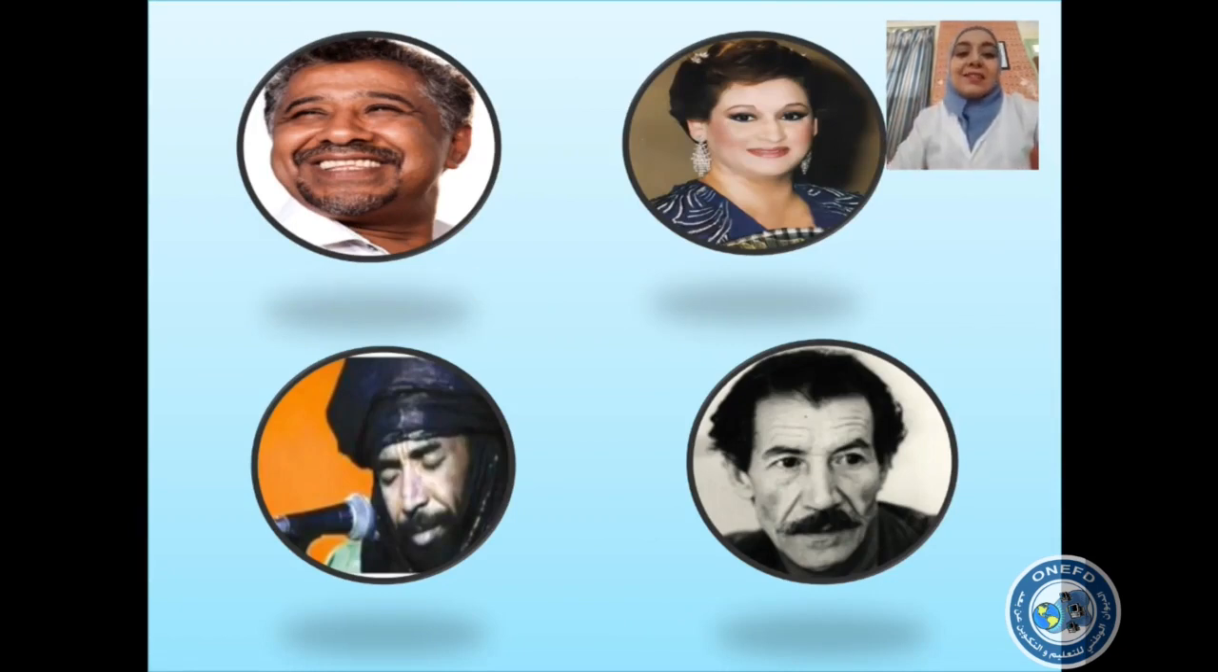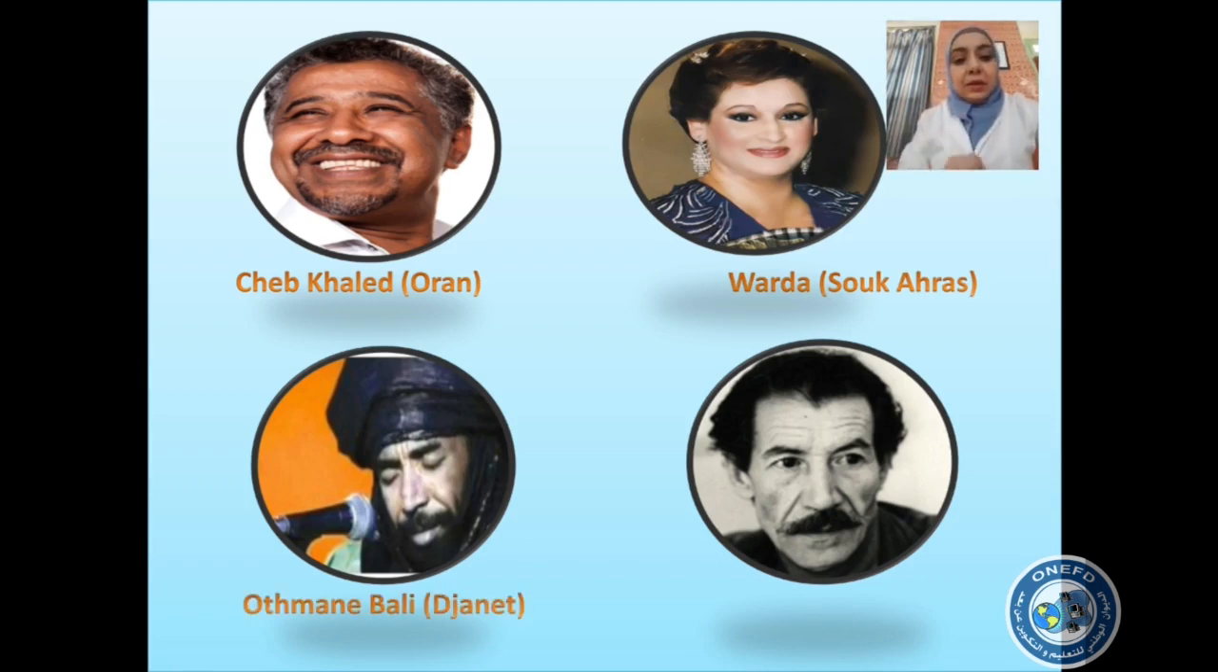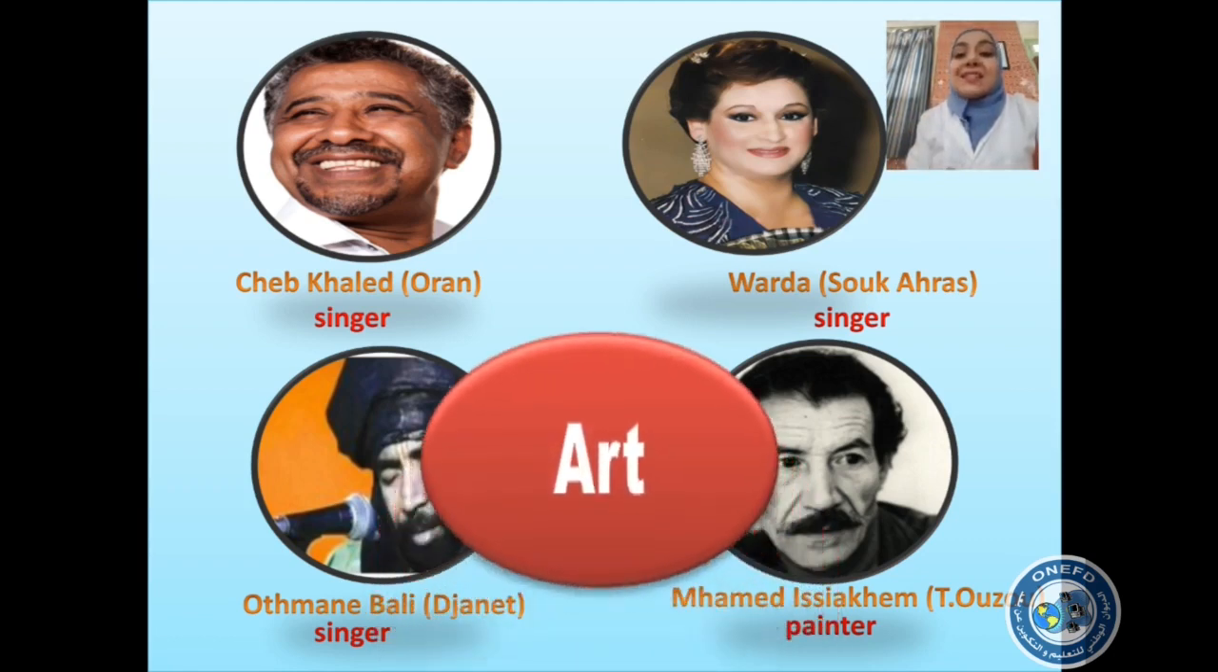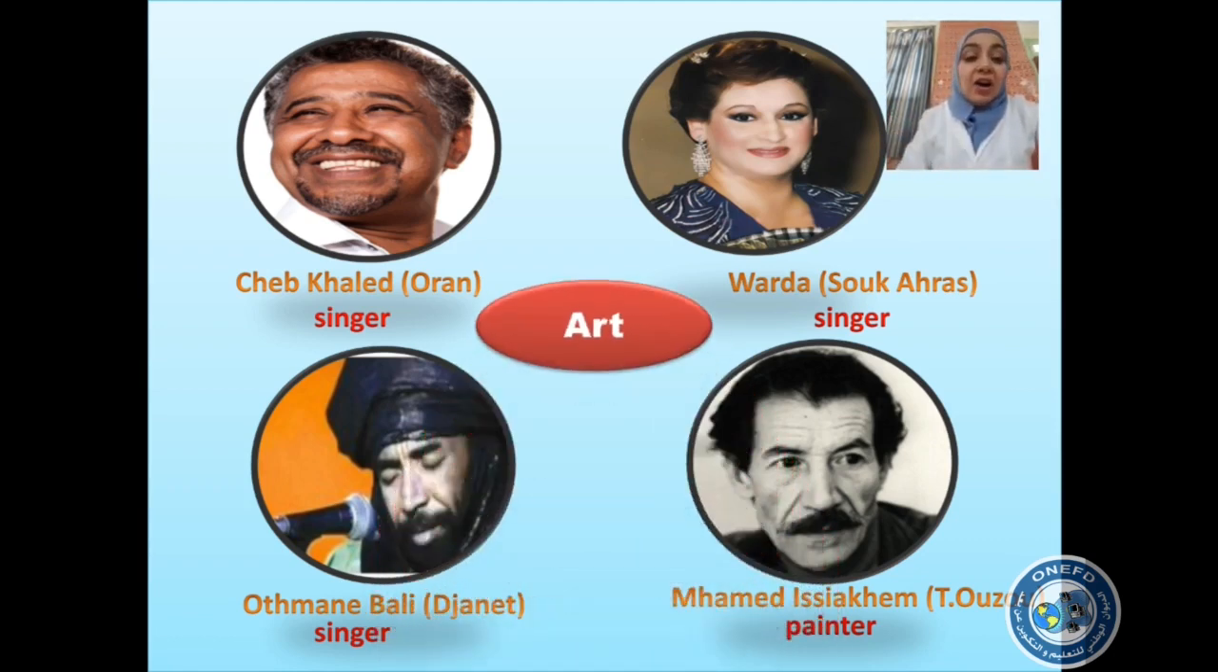Okay, it's okay. This is Cheb Khaled from Oran. Cheb Khaled. This is Warda Al-Jazairia from Souk Ahras. Othmane Bali, may God have mercy on him, from Djanet. Mohamed Issiakhem from Tizi Ouzou. Okay. What fields were they famous at? Cheb Khaled is a singer. Warda is a singer too. Othmane Bali, a singer. And Mohamed Issiakhem was a famous Algerian painter. So all the 4 people, or the famous people, are artists. They are famous in the field of arts.